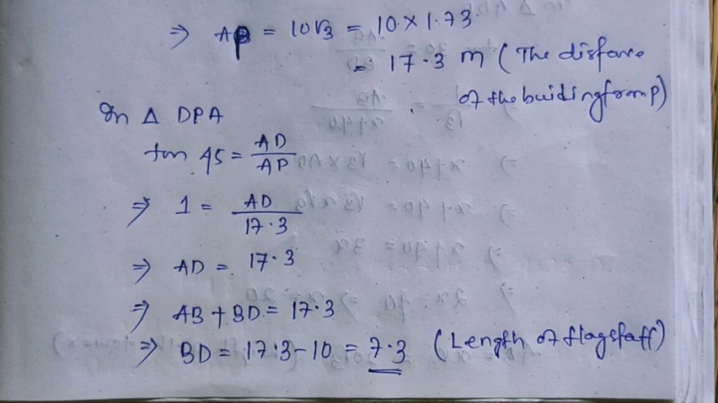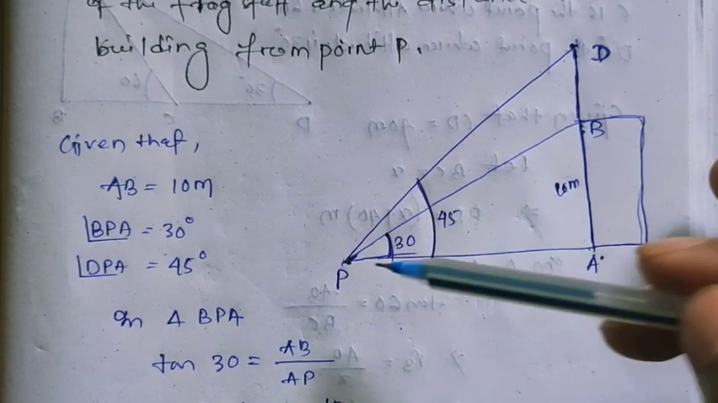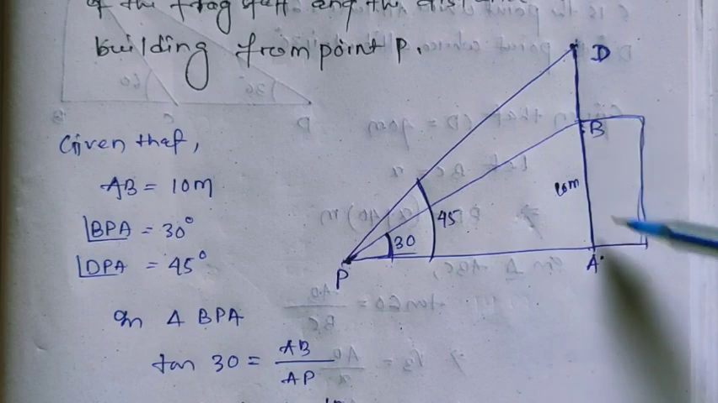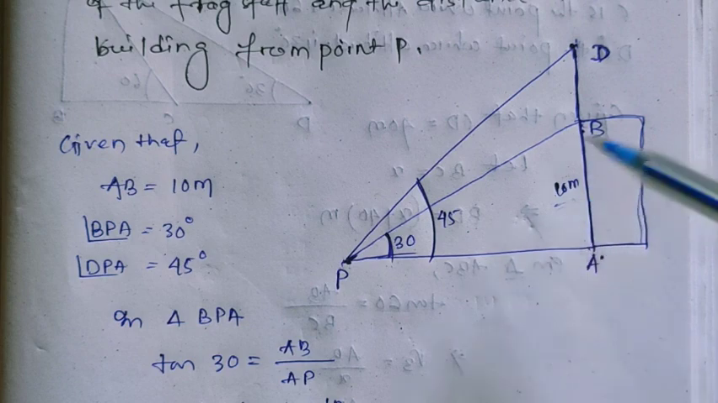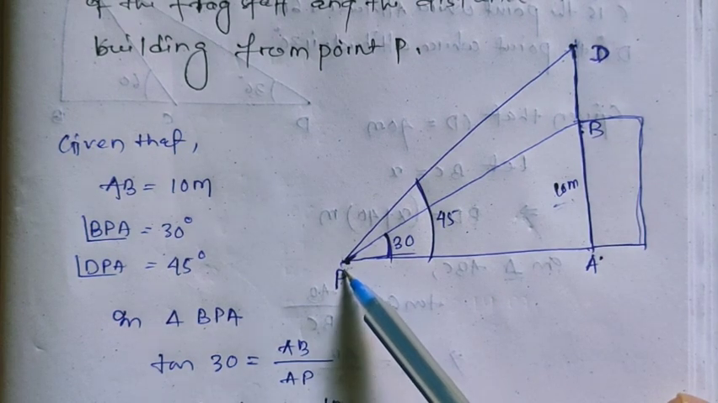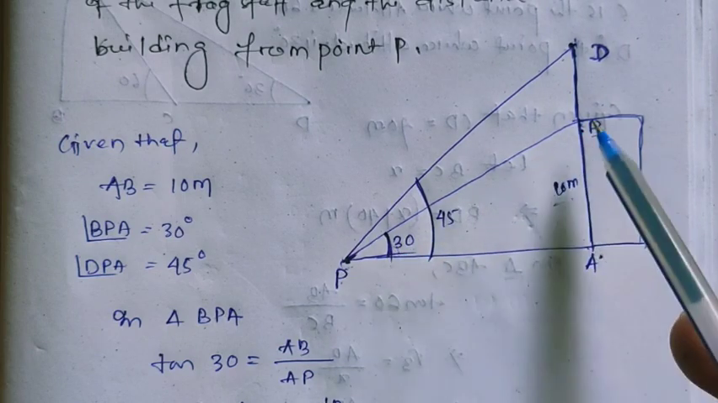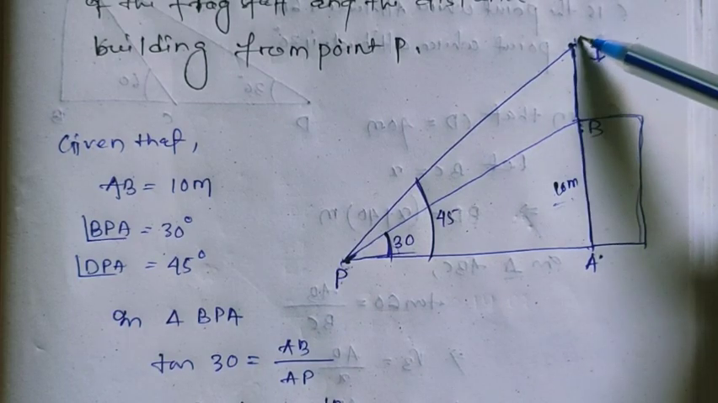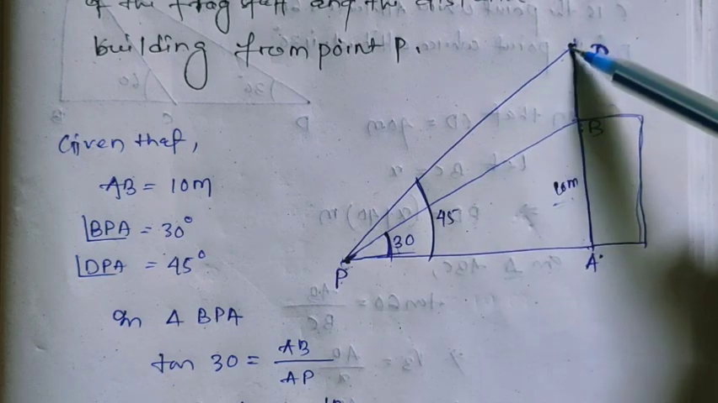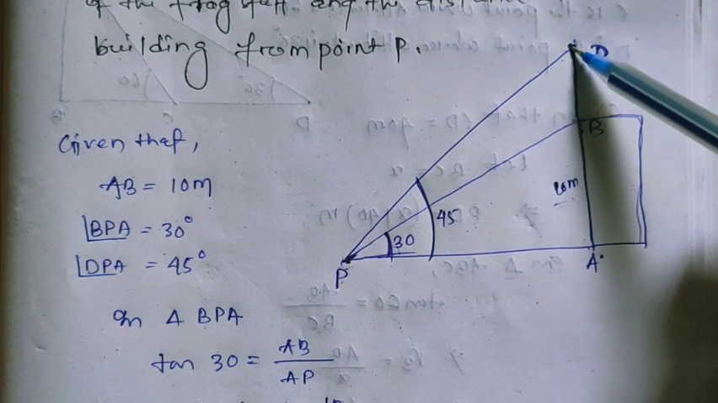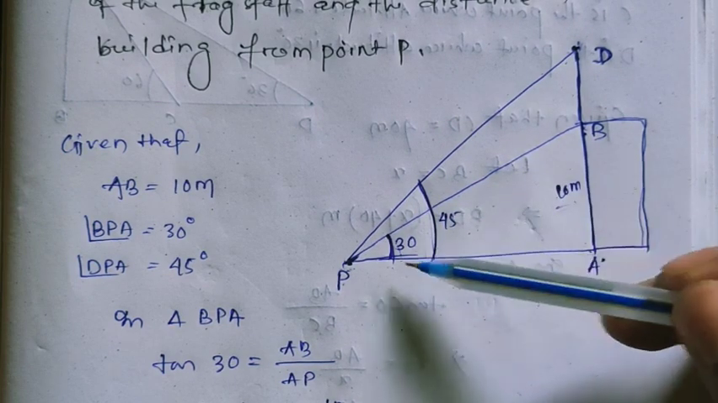Okay, let's revise this in the figure only. So the question is given that there is a point P and there is a building whose height is AB, which is 10 meters. P is a point from where the angle of elevation of the top of the building is 30 degrees, and a flag is hoisted, BD. The angle of elevation to the top of the hoisted flag, that is D, is 45 degrees. We have to find out AP and BD.